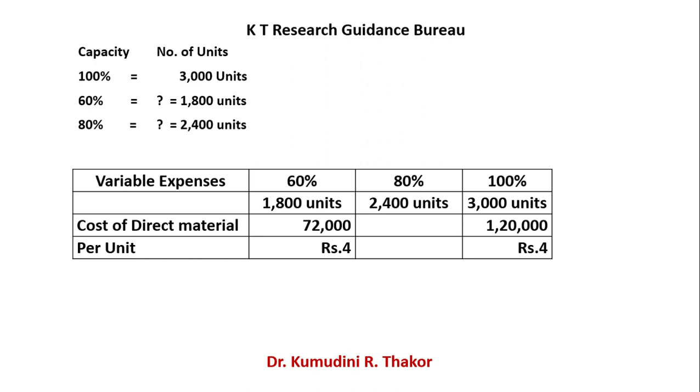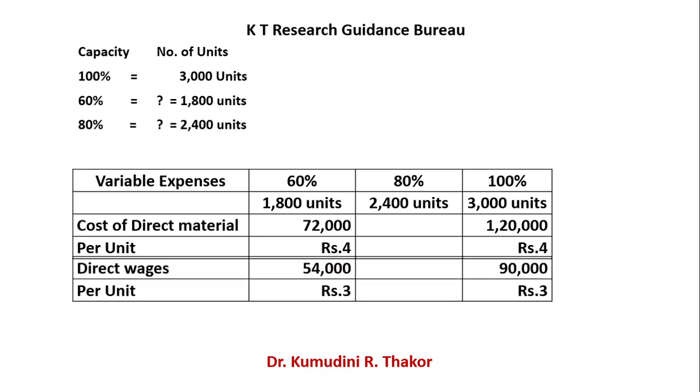Now if the per unit amount is the same, then it is variable. So obviously 72,000 by number of units 1800 is equal to 4 rupees. Same way for 100%, 3,20,000 divided by 3000 is equal to rupees 4. It indicates that direct material is 100% variable. Same way, do the calculation for other expenses.